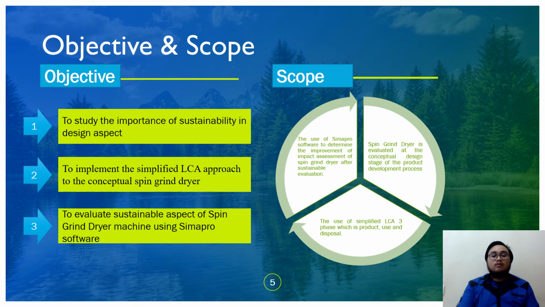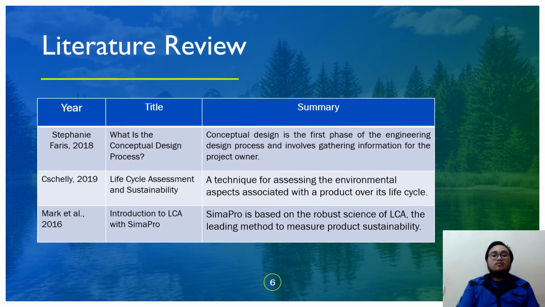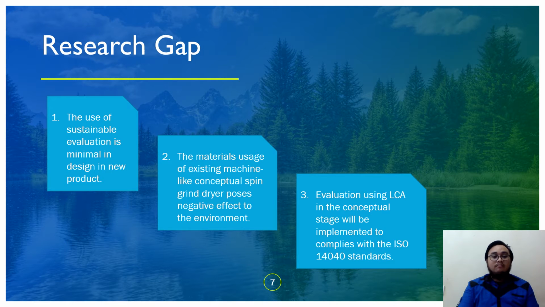For the literature review, my literature review consists of three titles, which are what is the conceptual design process, life cycle assessment and sustainability, introduction to LCA, and CIMA-Pro. This is my research gap. First is the use of sustainable evaluation is minimal in the design of new products. Second is the material usage of existing machines like the conceptual spin grind dryer process, which has negative effects on the environment. Third, evaluation using LCA in the conceptual stage will be implemented to comply with the ISO 14040 standard.